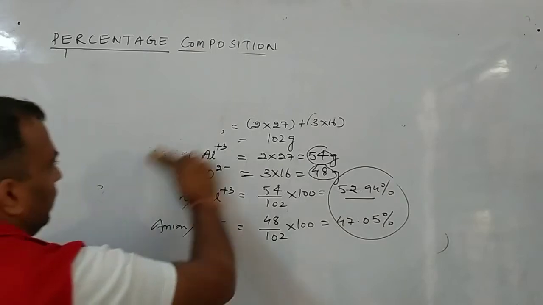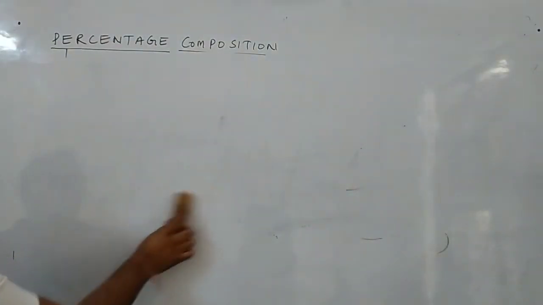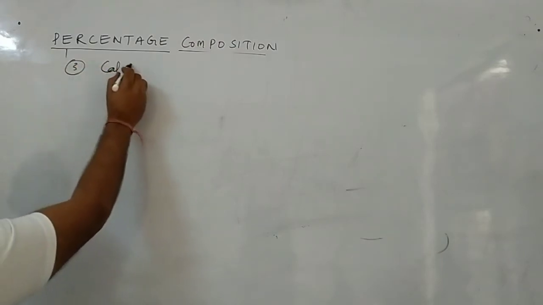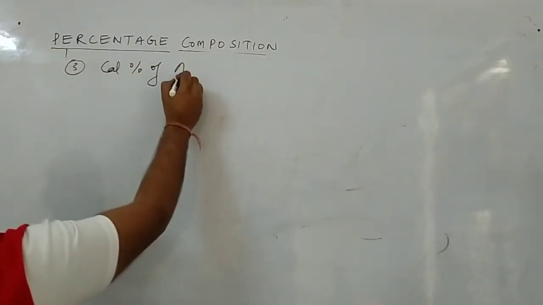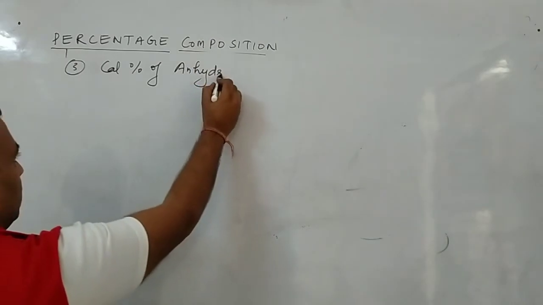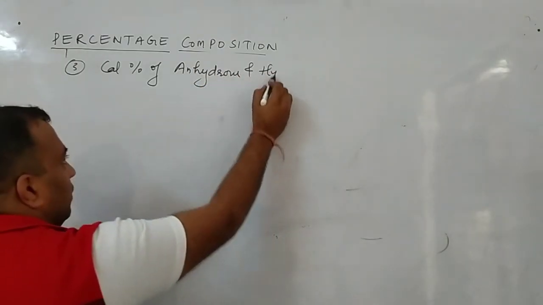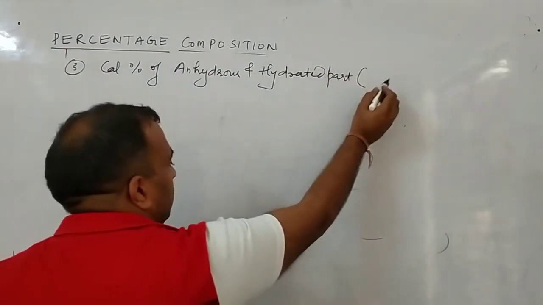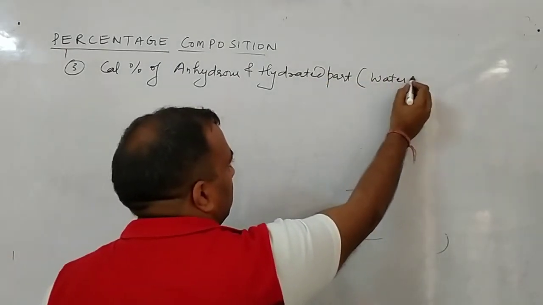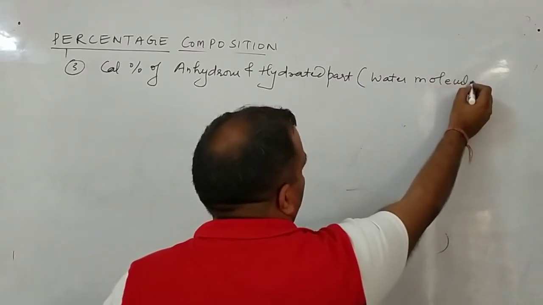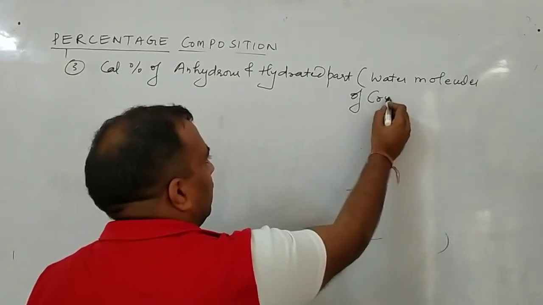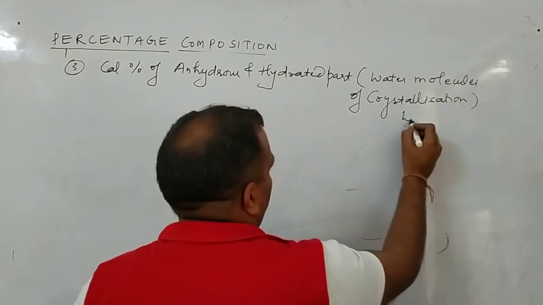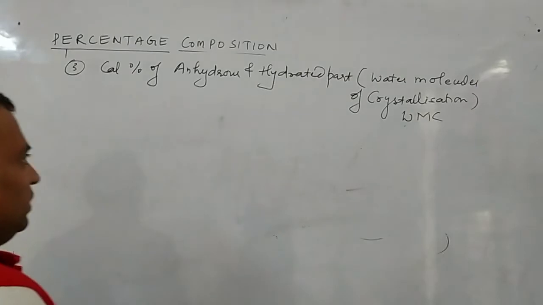Now question number 3. Calculate the percentage of anhydrous and hydrated part or water molecules of crystallization, WMC. ठीक है बेटा, just see.